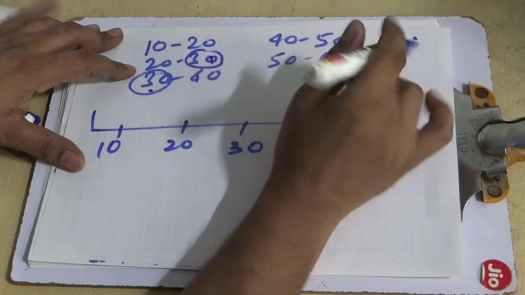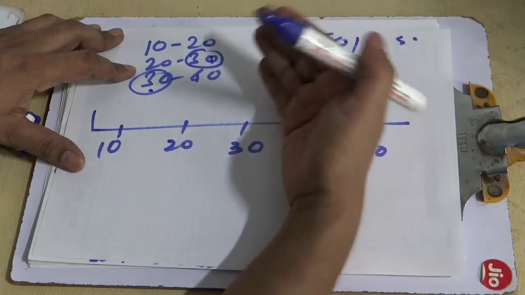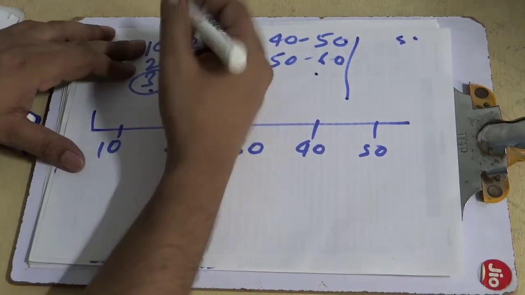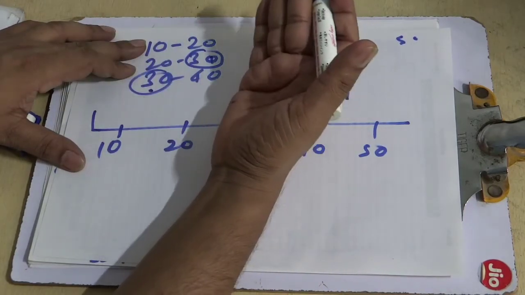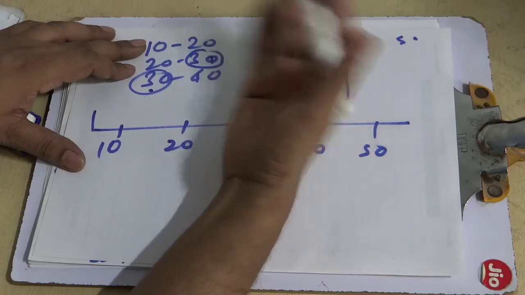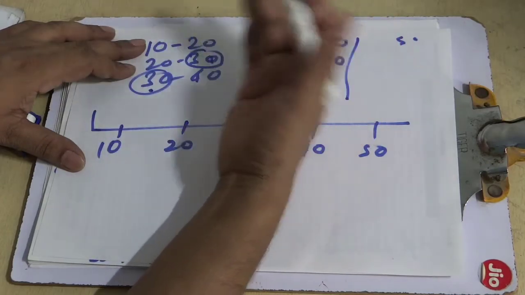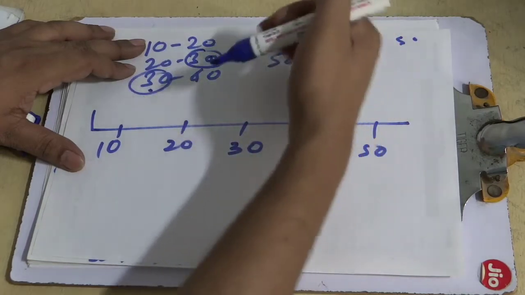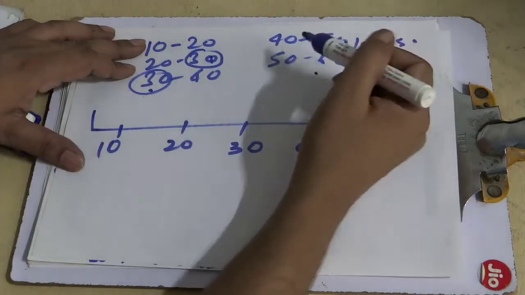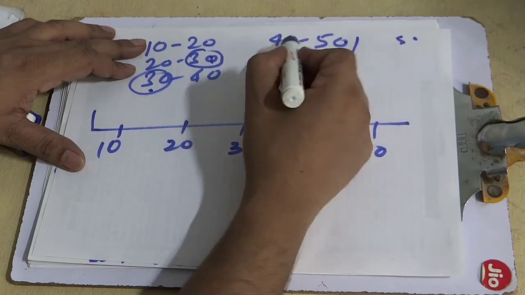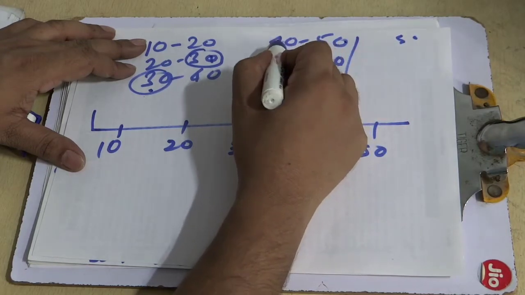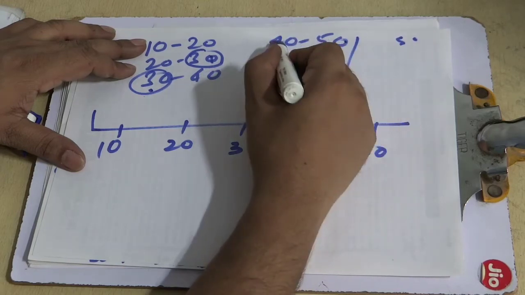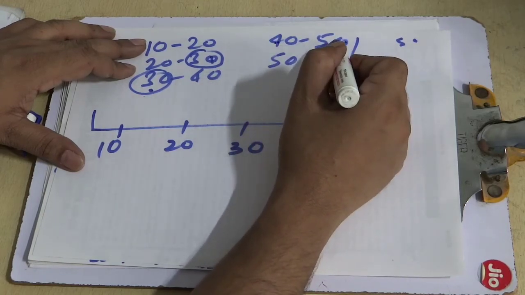Now the rule is that whenever you have continuous class intervals, for example 10 to 15, 15 to 30, 30 to 45, 45 to 60, or like this, or 10 to 20, 20 to 30, this is called a continuous class interval. Now the rule is that here we can put from 40 up to, but less than, 50.